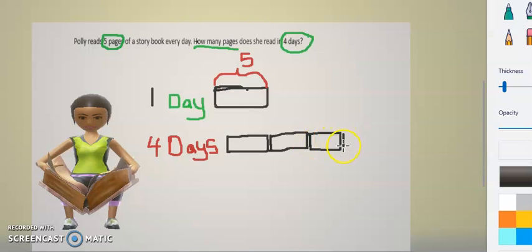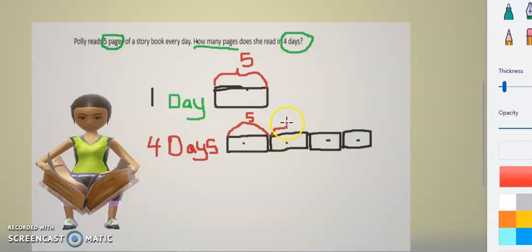3, 4. Because we're trying to find out how much she reads in 4 days. This is 1 day, 2 days, 3 days, 4 days. And if each of these days she reads 5, so this is going to be 5.